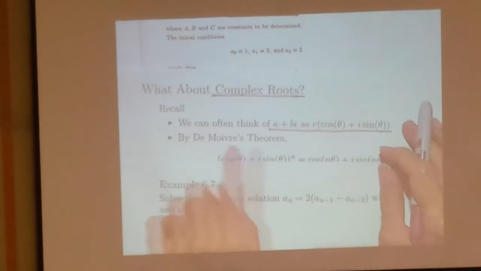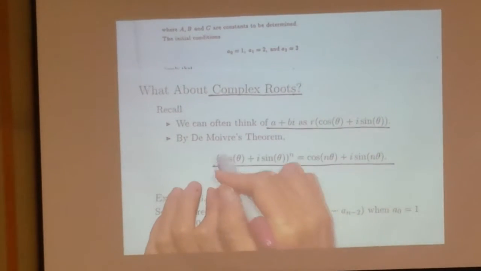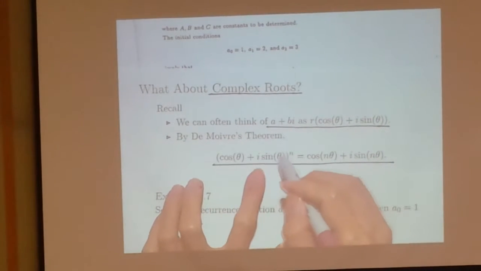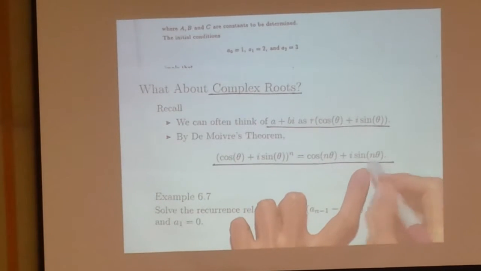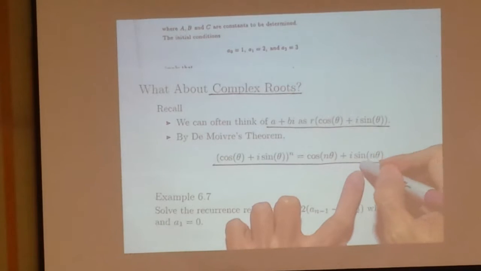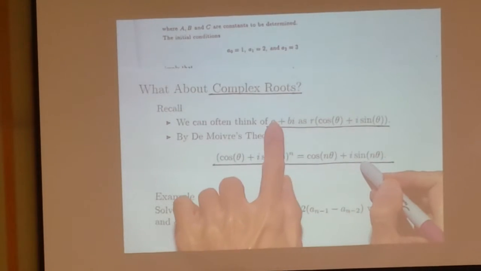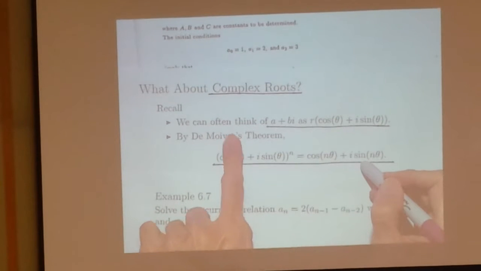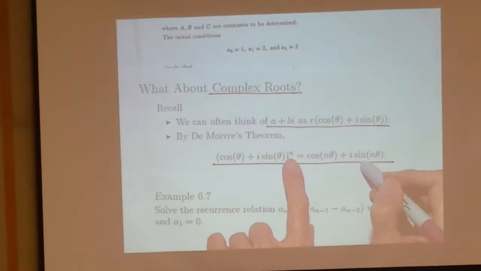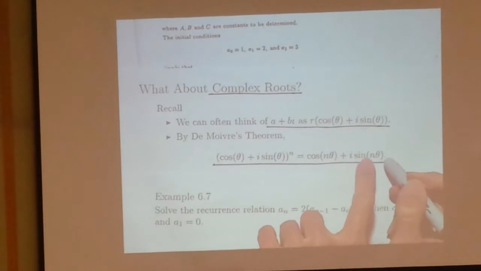This Leibniz theorem tells you if you raise cosine theta plus I sin theta to power n, it's just cosine n theta plus I sin n theta. So you use these two. If you get a complex root, you change it to polar form and then use the theorem. If you have power n, then you consider cosine n theta plus I sin n theta.